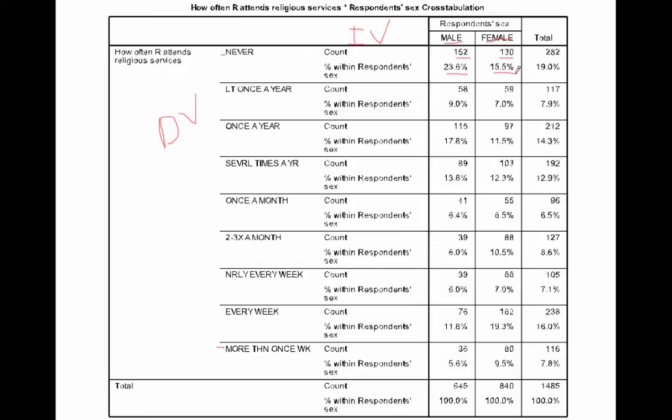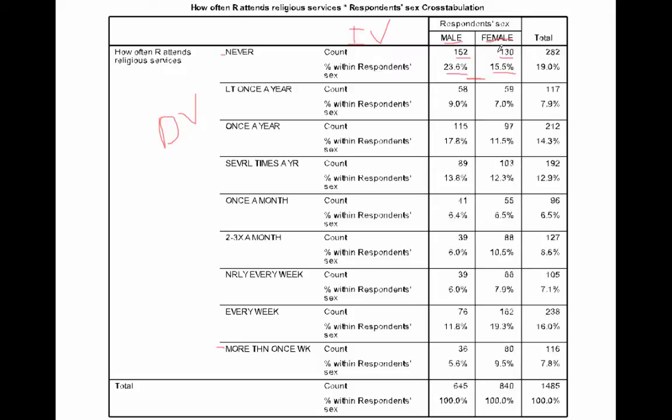Then the percent is going to be the percent in the column. So this is the percent of men and then the percent of women. So we can see that 23.6% of men never attend religious services, while 15.5% of women or females never attend religious services. So the count isn't necessarily the most helpful because the count is going to vary based on the total n. So when you're making a comparison between these two categories of men and women, it's more important to look at the percentage than it is to look at the raw number.